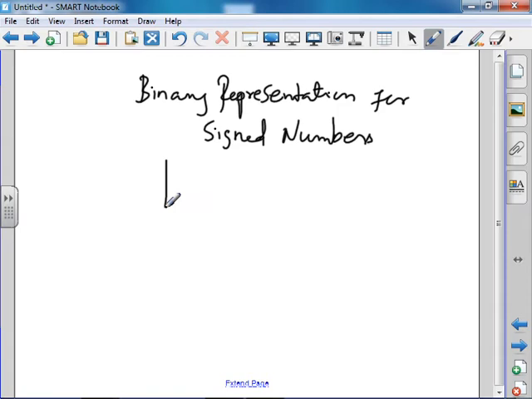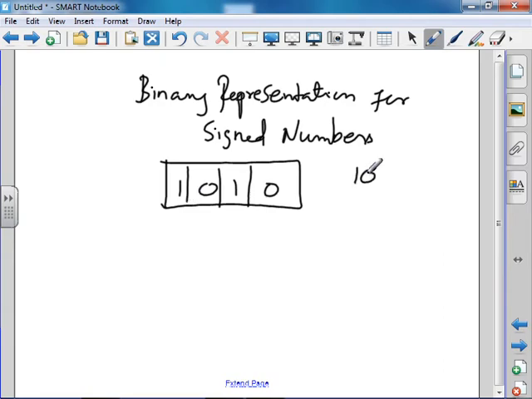For example, take this example: 1 0 1 0. In this number, the value is 10. If it is a positive number, 0 specifies positive. 1 specifies a negative value.